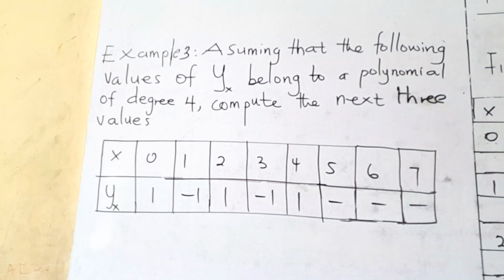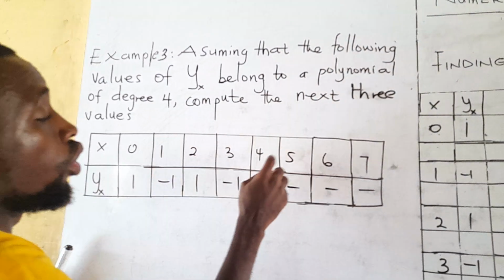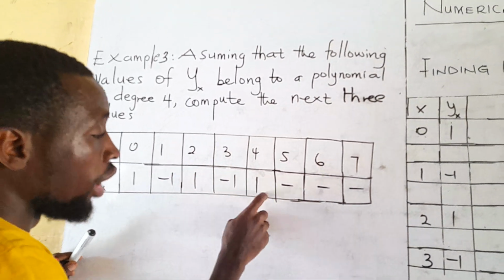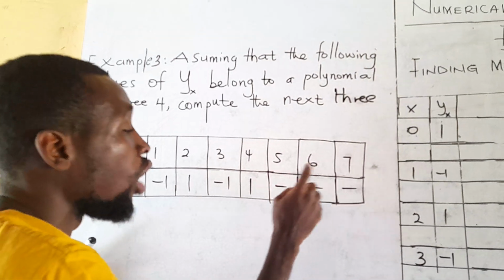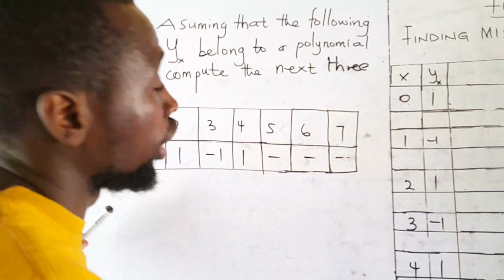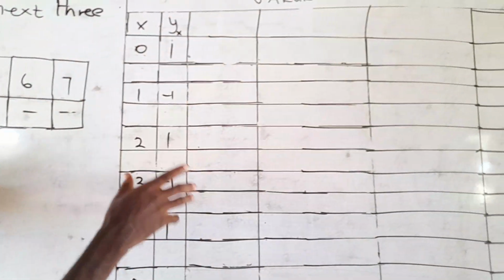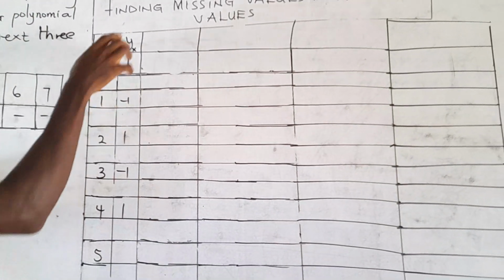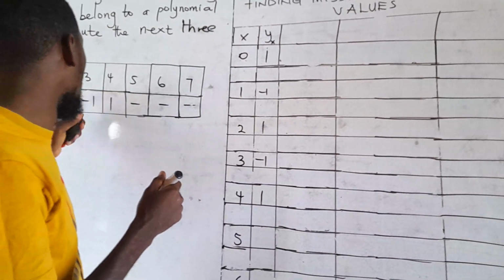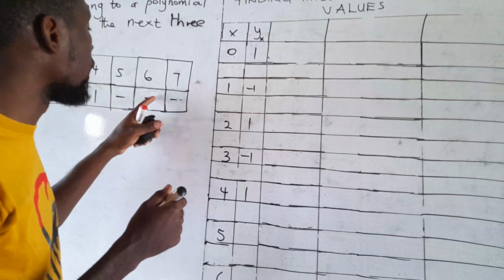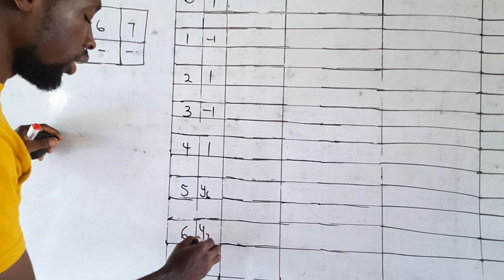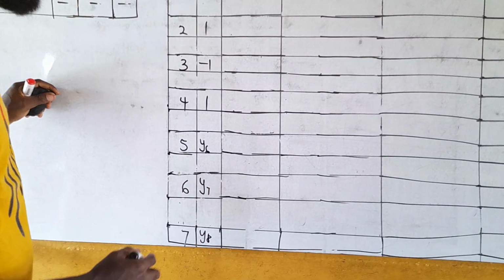So what are the values of x? x are 0, 1, 2, 3, 4, 5, 6, 7. Then y: 1, negative 1, 1, negative 1, 1. Right? So someone will say the next will be negative 1, 1, negative 1. No, you need to determine that. You can't just guess. So we construct a difference table for it. We write the values of x and the corresponding values of y. Since we don't know the rest, we say it should be y5, y6, y7, and y8. I hope you get that.